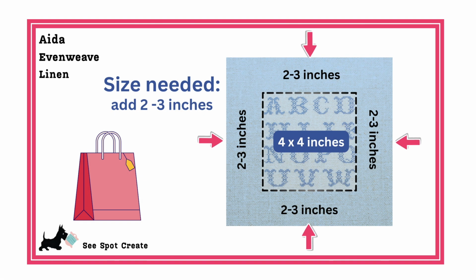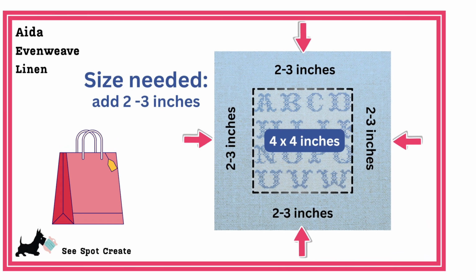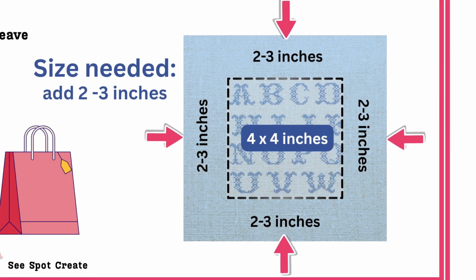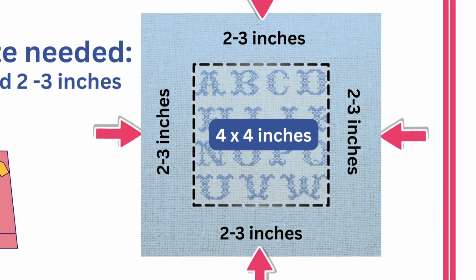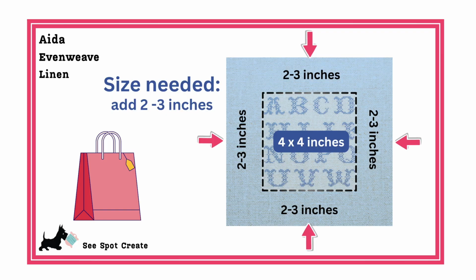So we know our design is 4 by 4, but we want to leave some fabric around it for putting it in the hoop, but also for finishing it. Do you want to make a little pillow? Do you want to put it in a frame? So we'll need some extra fabric around it for that reason. And the rule of thumb is 2 to 3 inches on each side of your design. Obviously, if you were going to make a huge pillow with a small design, you'd want more fabric around it than that. But on average, it's most common to leave 2 to 3 inches.